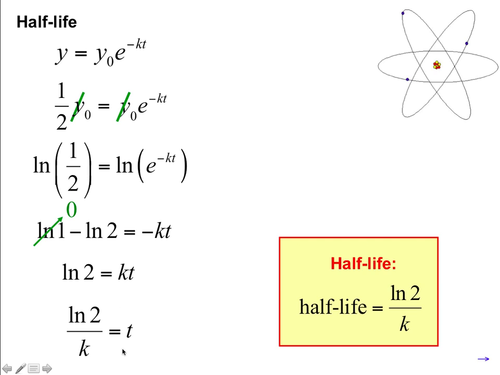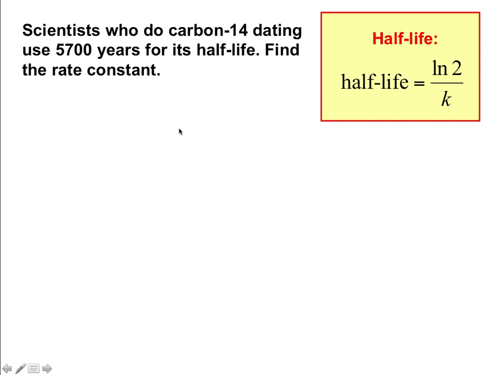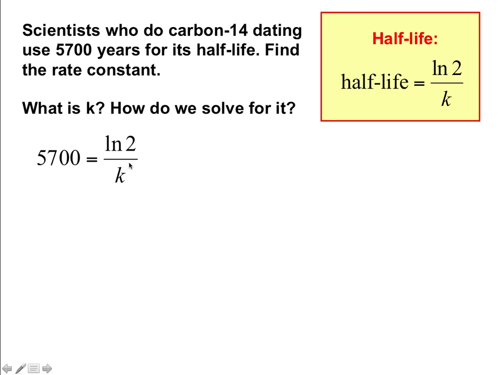This should have been on that left-hand side of the box. And then on the right-hand side, we're going to look at this example: scientists who do carbon-14 dating use 5,700 years for its half-life. Find the rate constant. So we know the half-life is 5,700 years, and we want to find the constant. So we know we're going to have a tiny constant. It's going to take a long time to lose half the carbon-14 molecules. So the rate constant k is the natural log of 2 over 5,700, which ends up being a pretty small number.